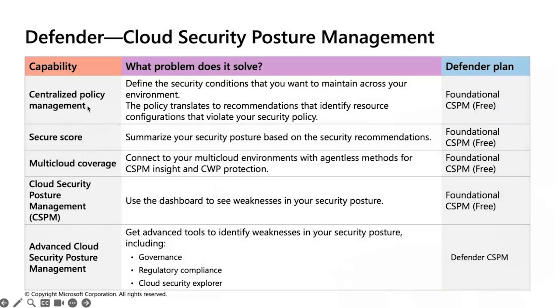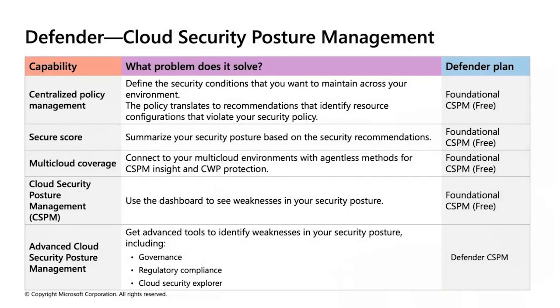So in a free capability, what do you get? Centralized policy management. What problem does it solve? Define the security conditions that you want to maintain across your environment. These all things come free, like secure score, a summary of the security posture. Yes, it's free. Multi-cloud coverage: connect your multi-cloud environment with an agentless method for CSPM insight and CWP protection. Yes, it's free. And cloud security posture management: use the dashboard to see weaknesses in your security posture. Yes, it's free.